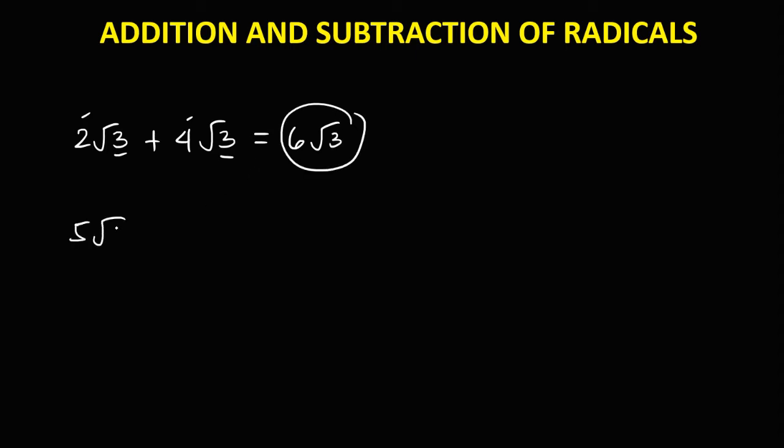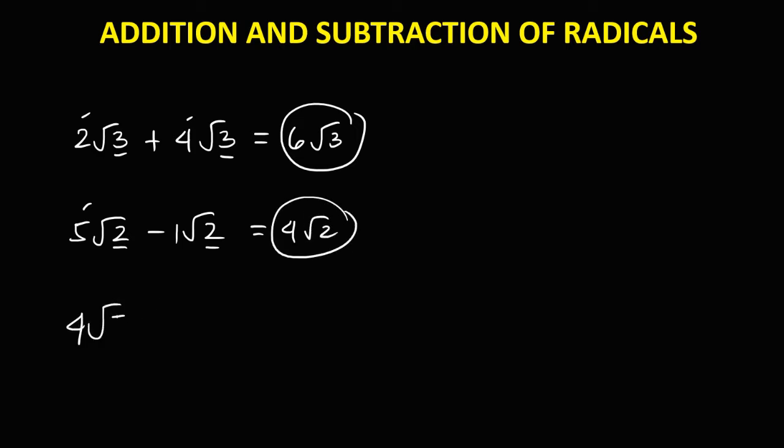Then for 5 square root of 2 minus square root of 2. Since the same radicand, we can combine these numbers outside. So we have 5 minus 1, that's 4. Then square root of 2.